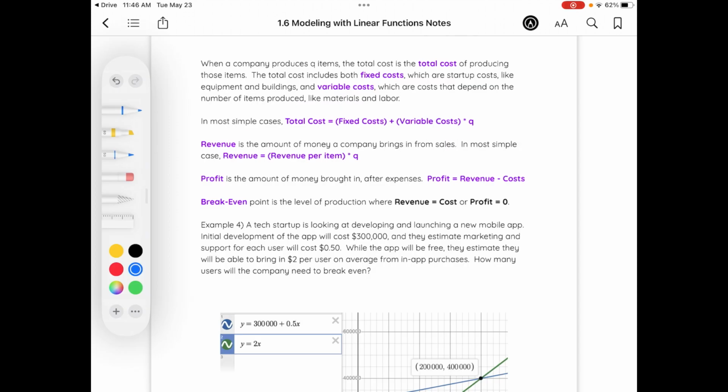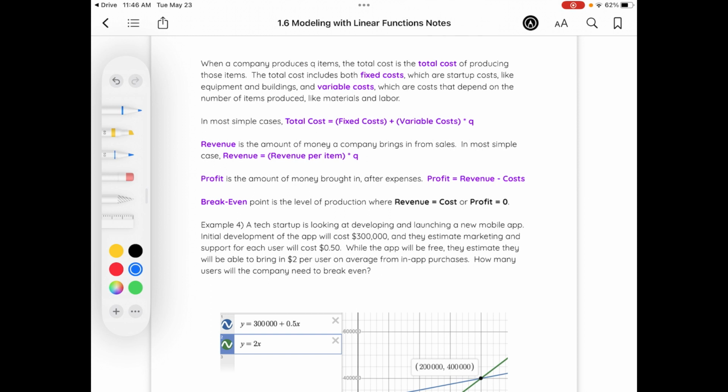When a company produces Q amount of items, the total cost is the total cost of producing those items. The total cost includes both fixed cost, which includes startup costs like equipment and buildings, and variable costs, which are costs that depend on the number of items produced, like materials and labor. In most simple cases, the total cost is equal to fixed costs plus variable cost times the number of items that we have. The revenue is the amount of money a company brings in from sales.